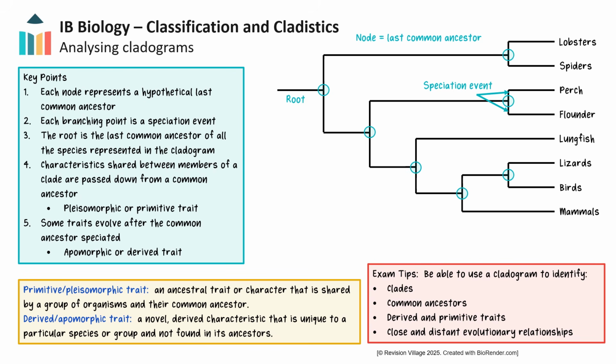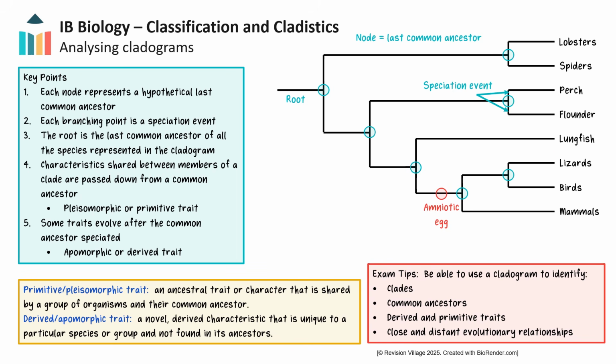Although common ancestors are hypothetical, we can infer the characteristics they must have possessed from the traits shared by all descendants in a clade. For example, in the clade that includes lizards, birds, and mammals, each group has an amniotic egg. Therefore, this characteristic must have evolved before their last common ancestors speciated into these lineages. The amniotic egg is a primitive or plesiomorphic trait of this clade that includes the amniotes.